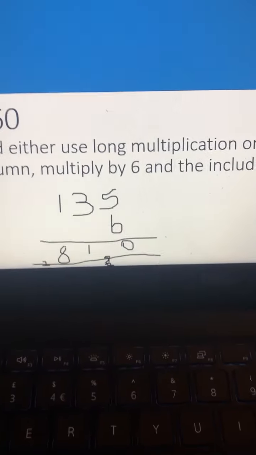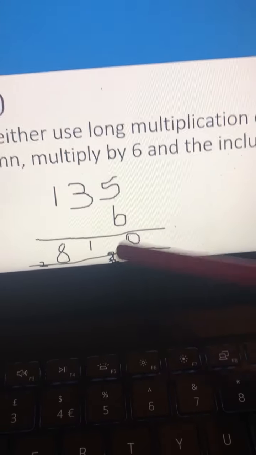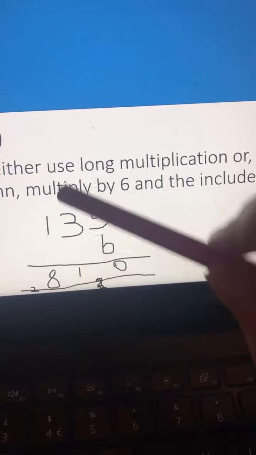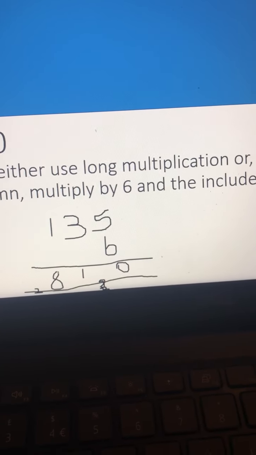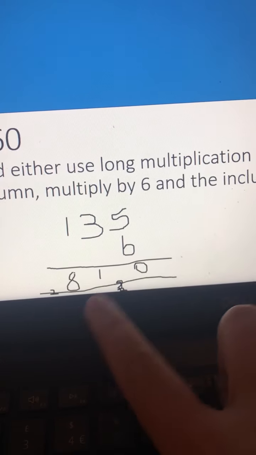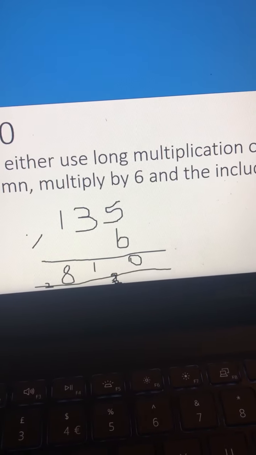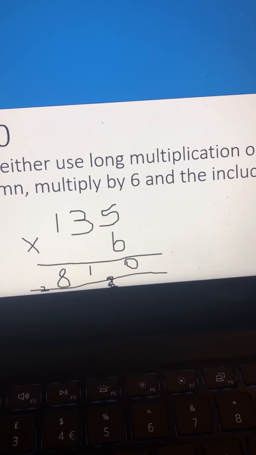So excuse my terrible writing on the screen. So 5 times 6 is 30. I carry the 3. 3 times by 6 is 18. Add the 3 on gives me 21. 1 times by 6 is 6. Add the 2 gives me 8. And we were multiplying that. I just forgot to put my symbol in. So my answer is 810.